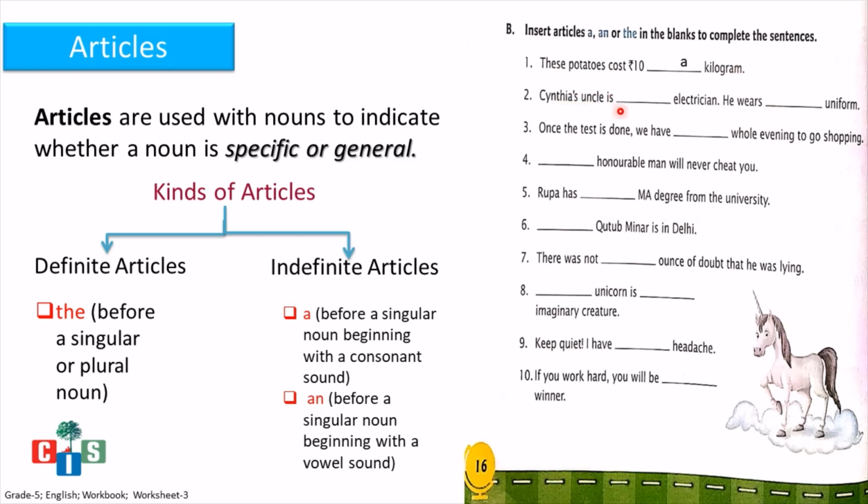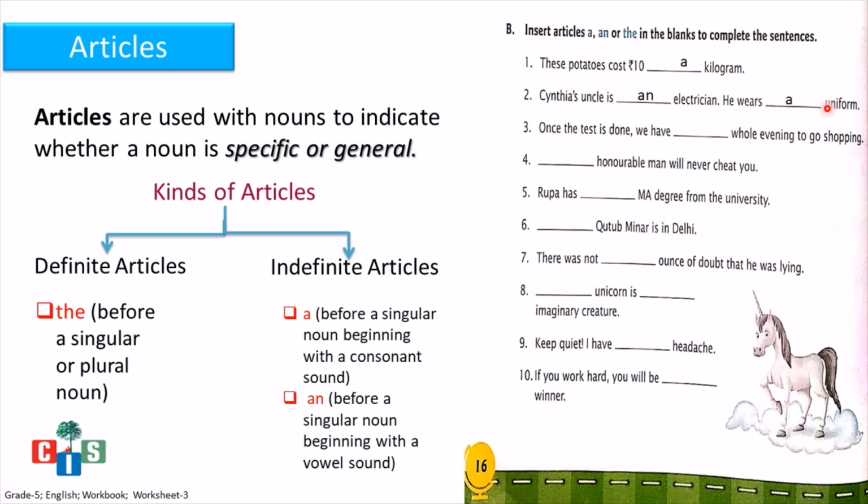In the same way, the second one is: Cynthia's uncle is dash electrician. He wears dash uniform. Cynthia's uncle is which electrician? A, an, the. Cynthia's uncle is an electrician. Why? Because electrician is a singular noun, but it starts with a vowel sound. So before a vowel sound, what will come? It will come an. And he wears dash uniform. Here uniform is which word? Uniform is a singular noun. He wears a uniform.